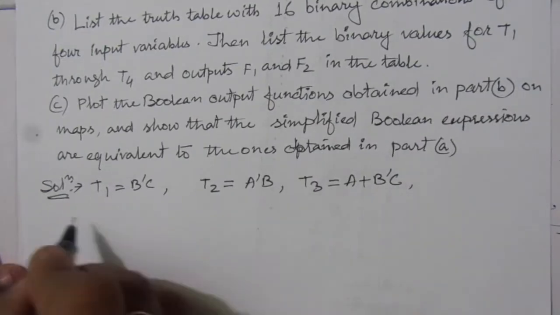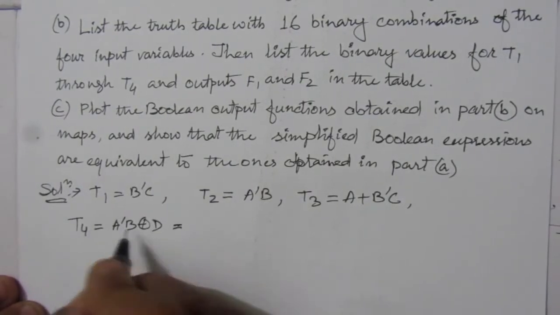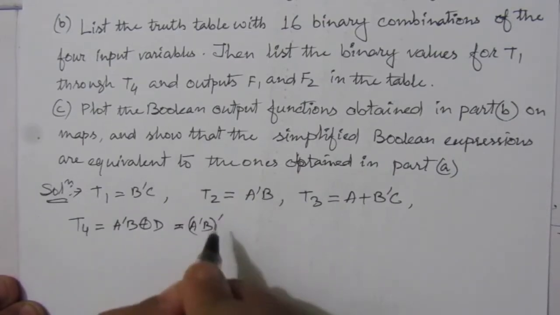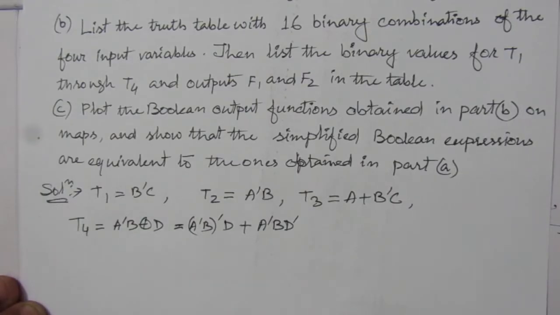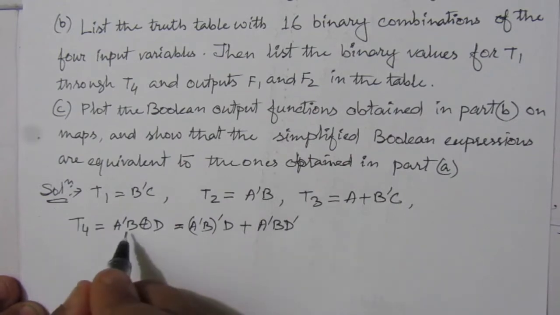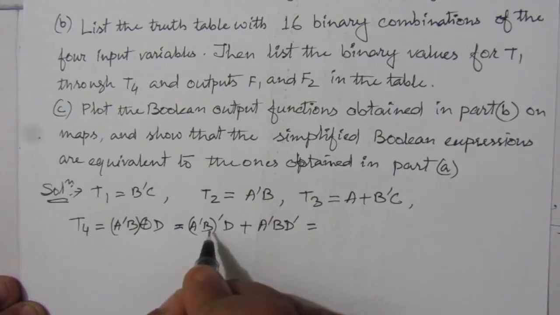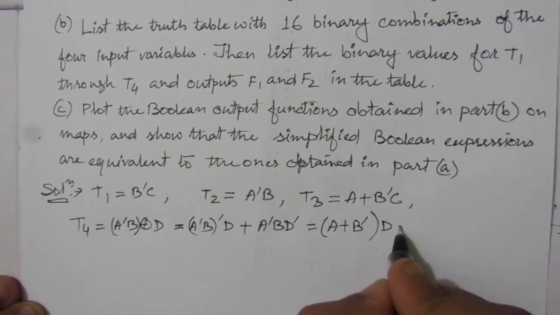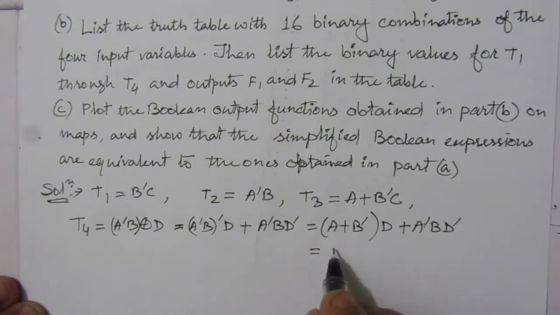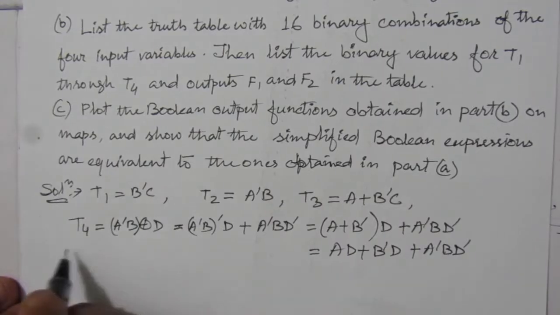Now we have to find T4. T4 is the XOR operation between A bar B and D. Let us expand this: A bar B whole bar into D plus A bar B D bar. Because in case of XOR operation, if we have A XOR B, then we get A bar B plus A B bar. So this is the XOR operation between A bar B and D. Using De Morgan's theorem, we get A plus B bar all into D plus A bar B D bar. So here we will get AD plus B bar D plus A bar B D bar. This is the expression for T4.